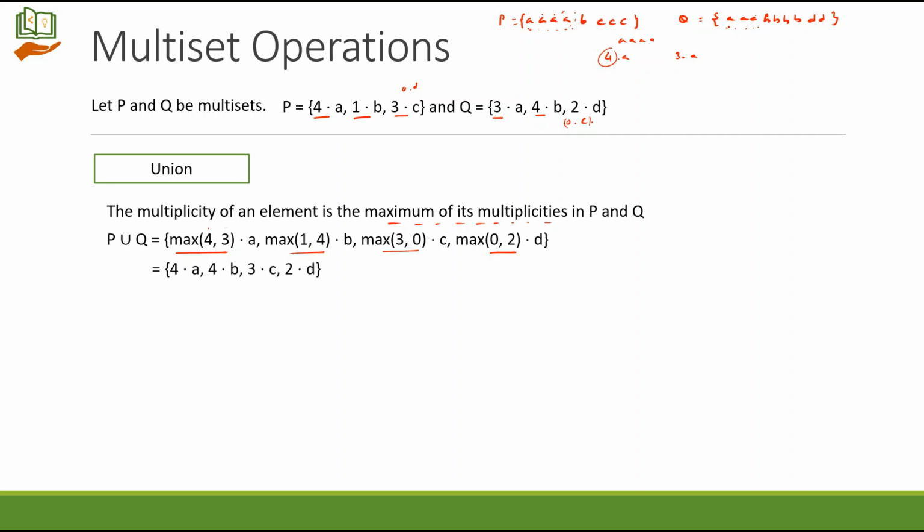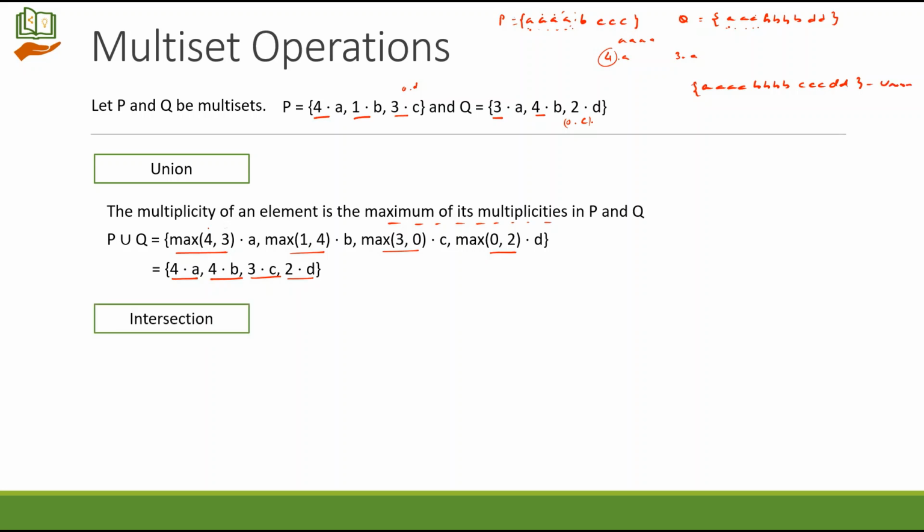Now what is the answer? Maximum of 4, 3 will be 4 for A. Maximum of 1 and 4 will be 4 for B. Maximum of 3 and 0 will be 3 for C. Maximum of 0 and 2 will be 2 for D. So we are picking only the maximum of the multiplicities. So what is the union set? It is 4A, 4B, 3C and 2D. So just take 4A, 4B, 3C and 2D. This will be the union operation result.